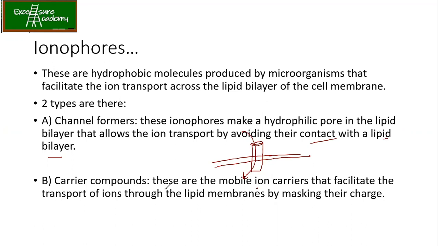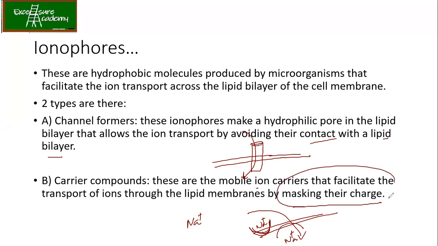Now, carrier compounds. These are mobile ion carriers which facilitate the transport of ions through the lipid membranes by masking their charge. Let us say that Na plus cannot be brought directly into contact with the hydrophobic area, right? So there are proteins that interact with Na plus and then flip, and Na plus is taken to this side by masking its charge, without coming in contact with the hydrophobic area. Okay, simple.